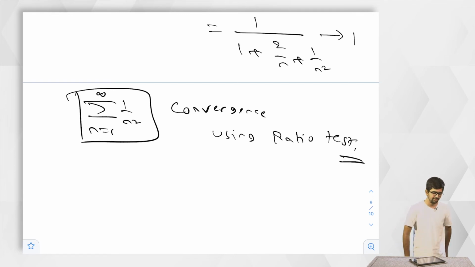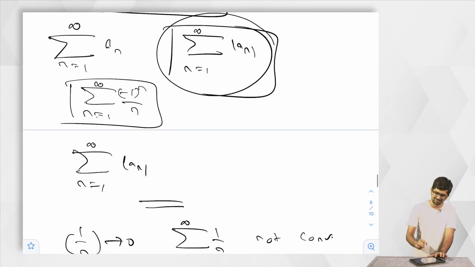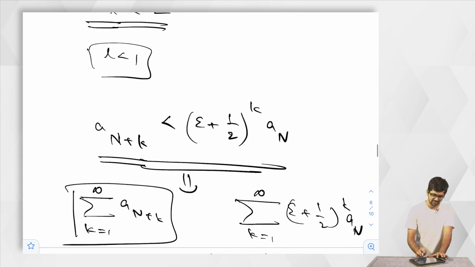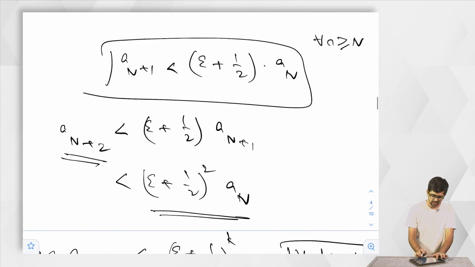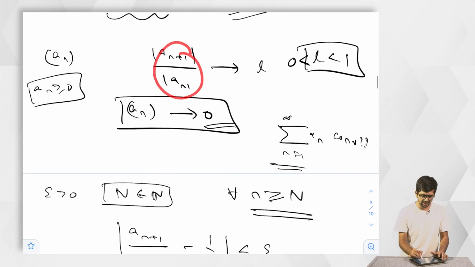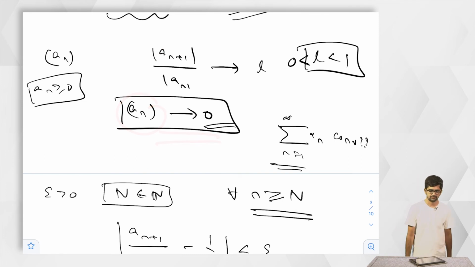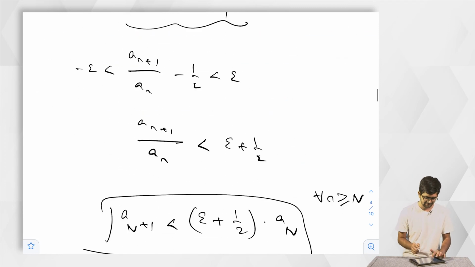So this suggests that maybe we need other ways to check the convergence of some series. Now, the same idea: given a sequence an such that mod an plus 1 by an goes to L, where L is less than 1, then an goes to 0. Now instead of taking this ratio, one can take the root also. For that also we will get the same thing.